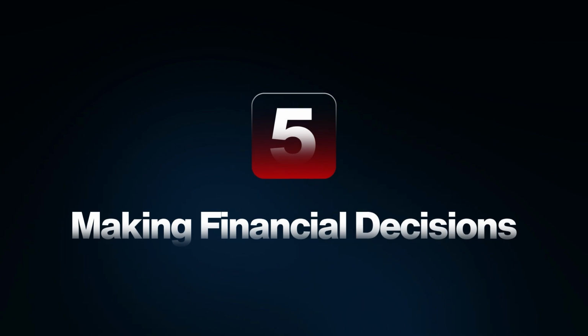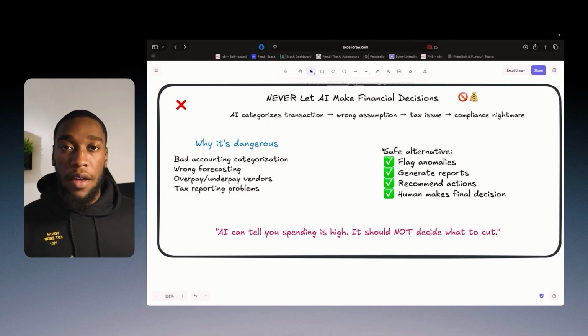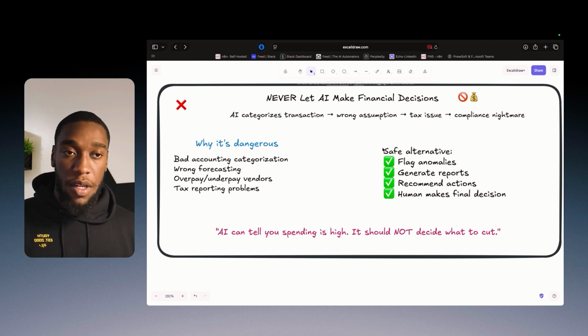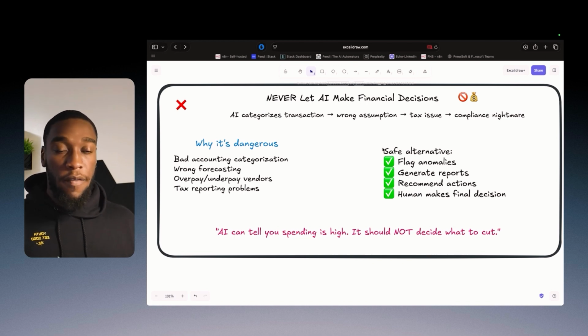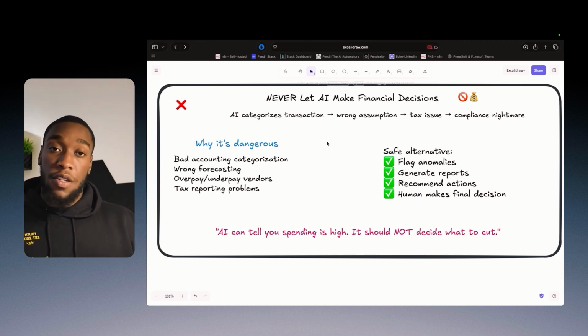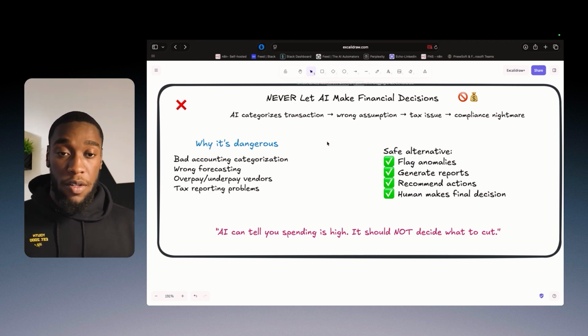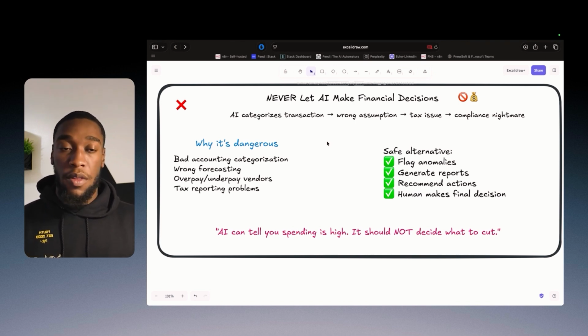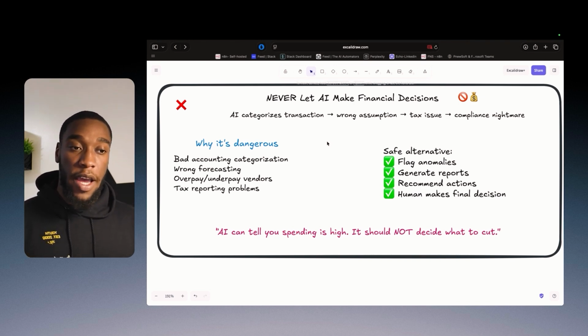Moving on to the final one: never let AI make financial decisions. I know AI has a lot of context when it comes to making a ton of decisions in any sort of fashion, but financially, every business is different and unique. So you shouldn't have AI or OpenClaw make decisions on its own with something of such importance. AI can categorize a transaction with the wrong assumption, which might lead to tax issues and compliance nightmares down the road.